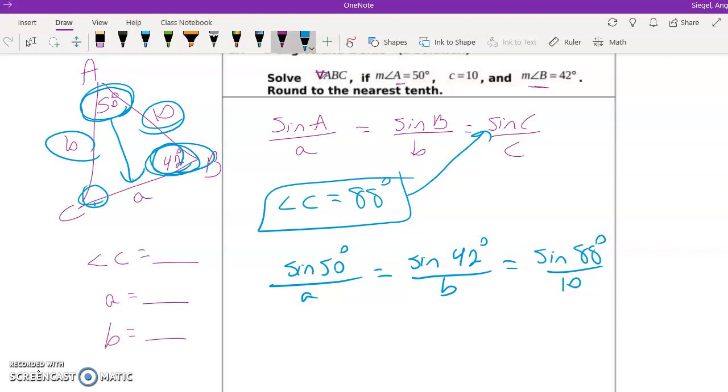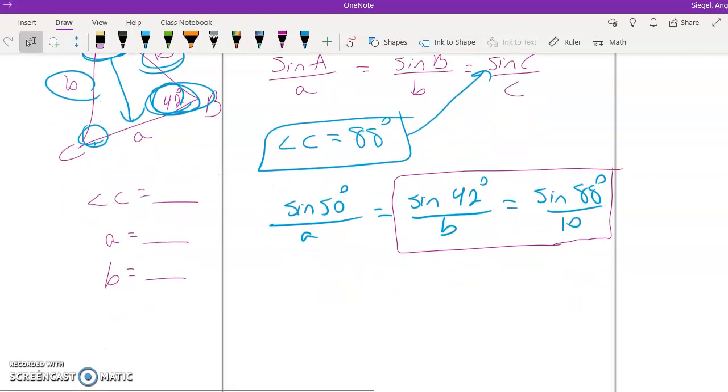This is our go-to, because we have both the top and the bottom of that. We're going to use that to solve for A and B. I'm going to start with B just because it's right next to it. I'm going to set this up as a proportion. You could definitely have started with A too. It doesn't matter.